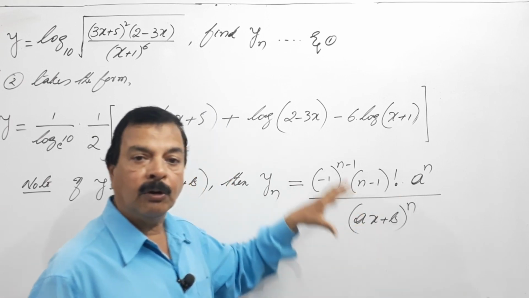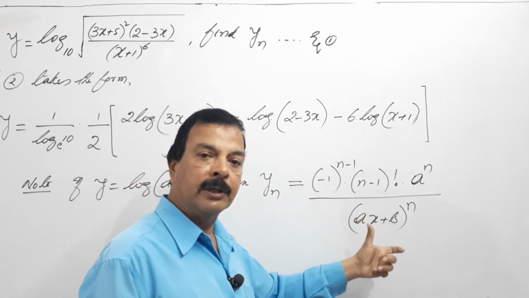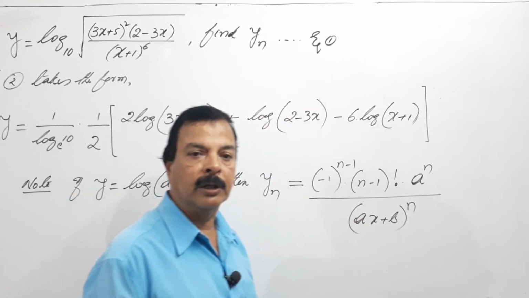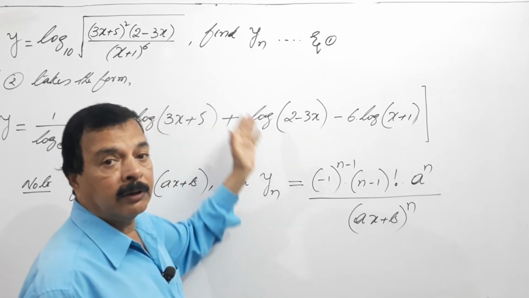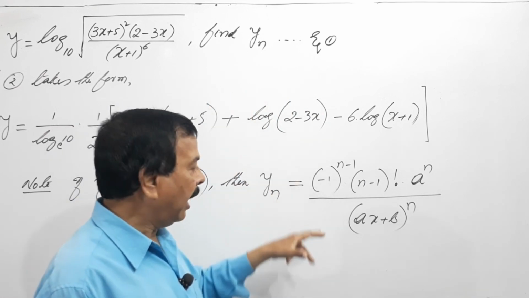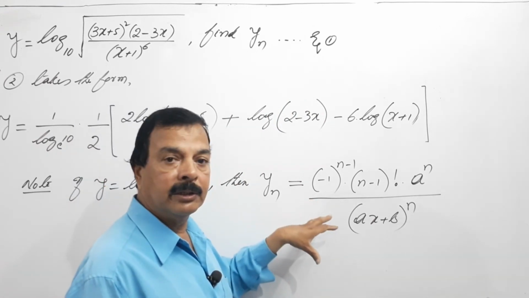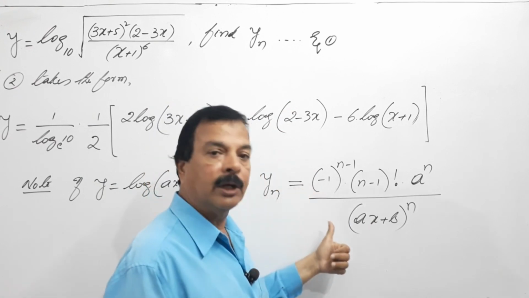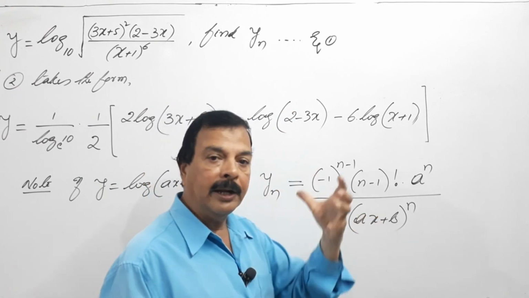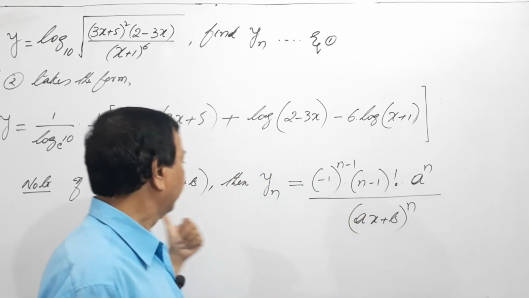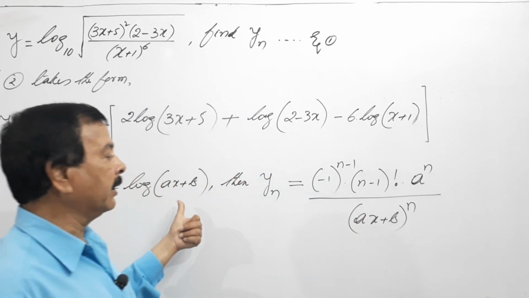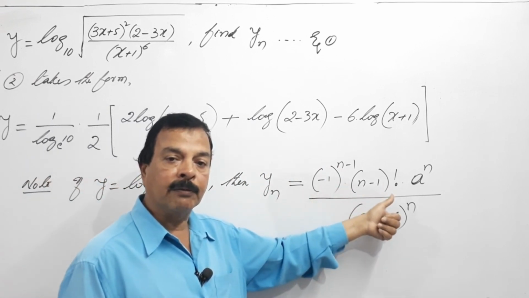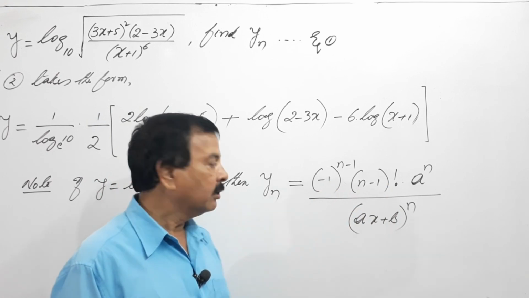Without understanding how you got this, you cannot just mug it up and write it in the examination. Immediately after this problem, in the same video, I have derived how you get this. So after going through this problem, please watch that video. You will get an idea as to how I have found the nth derivative of log of ax plus b, that is yn equals minus 1 to the power of n minus 1 factorial a to the power of n divided by ax plus b to the power of n. So this is the thing.